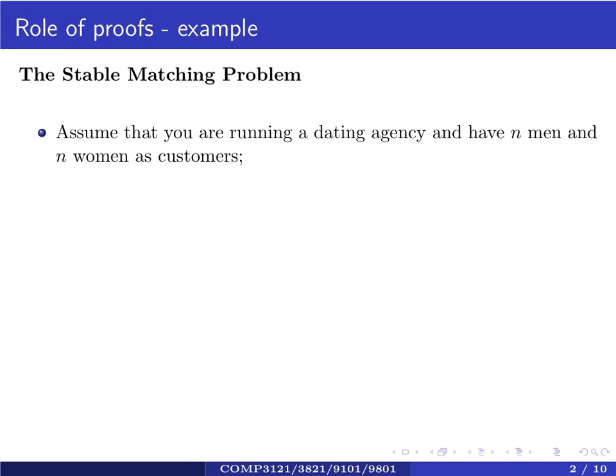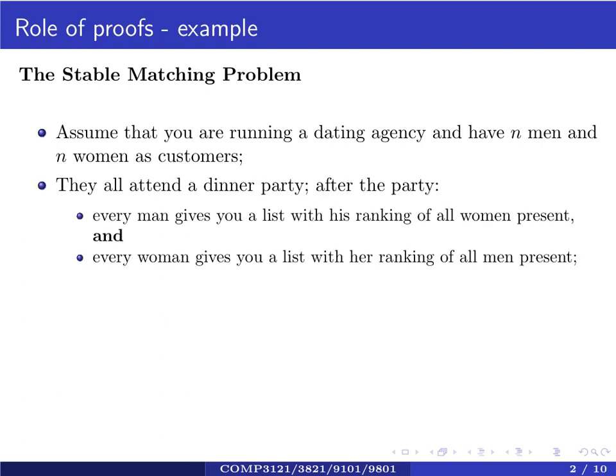So, assume that you are running a dating agency and you have n men and n women as customers. They all attend a dinner party and get to know each other. And after the party, every man gives you a list with his ranking of all women present, from the one that he finds the most attractive, and then in decreasing order of his preference. And every woman gives you the list of her rankings of all men present.